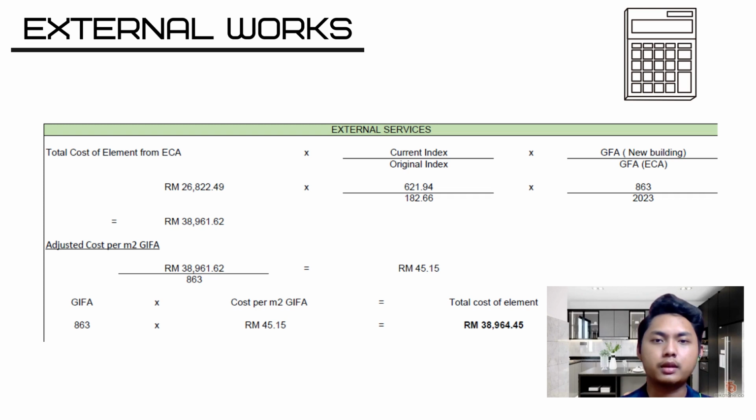The next one here is external services. We use the method for external services here: total element from our reference ECA, which is 26,822 and 49 cent, multiplied by current index, which is 621.94, divided by original index, which is 182.66, multiplied by GFA for this carbon project, which is 863, divided by GFA from our reference ECA, which is 2023, and we get the total cost element, which is 38,964 ringgit and 45 cent.